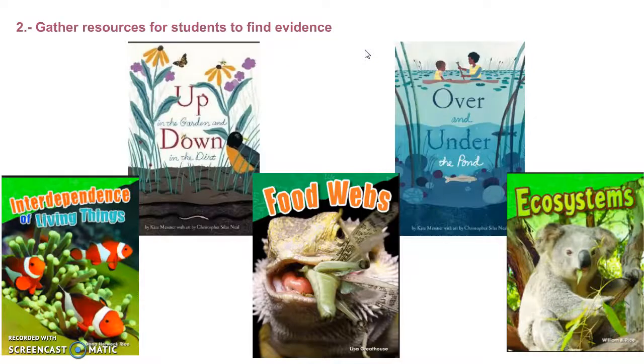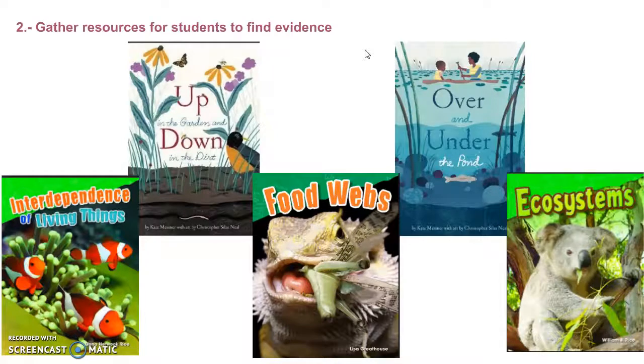Now is the time that we want to provide vetted resources to help students find scientific evidence to help them find the answer to the question. From here, they will use this evidence to help make a claim. First, a little bit more on resources. These are some resources that you might want to use when you're in the area of life science.